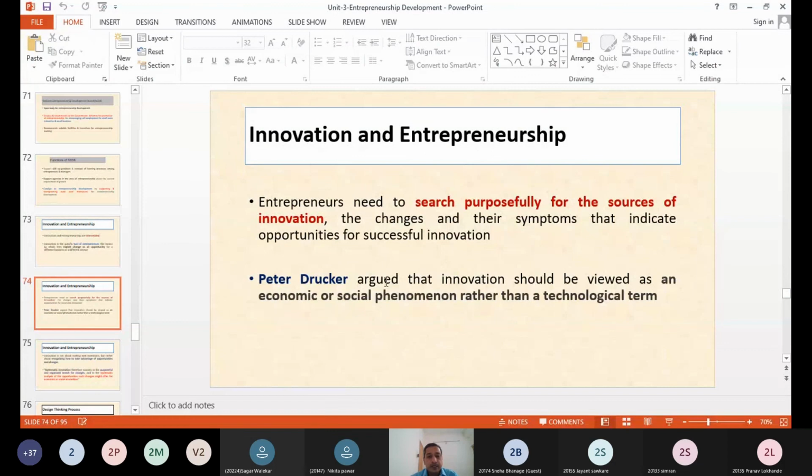Peter Drucker, in that sense, has argued that innovation should be viewed as an economic or social phenomenon rather than a technological term. So, rather than looking at innovation as a technological term, we'll have to view it as an economic or social phenomenon wherein the entrepreneurs look around, they observe, and they look at different changes and their symptoms in the society, the requirements of the society, the demand of the society related to different innovative products and services.